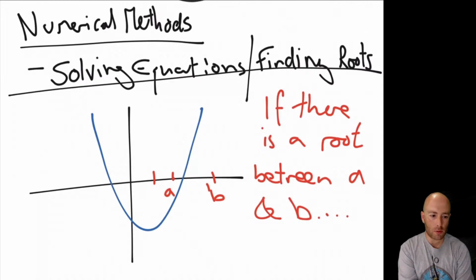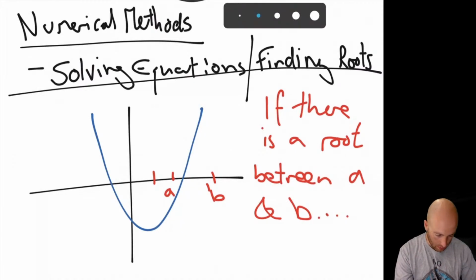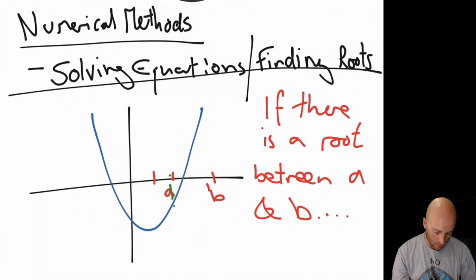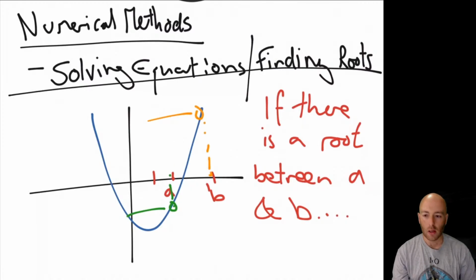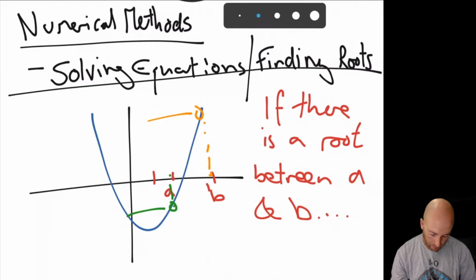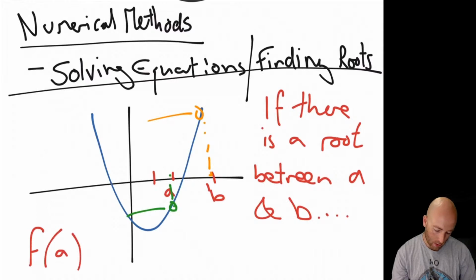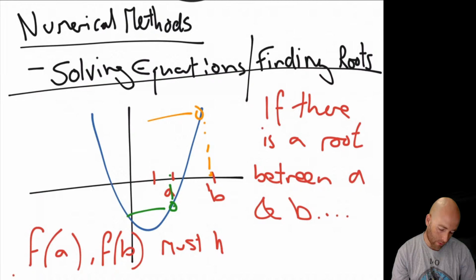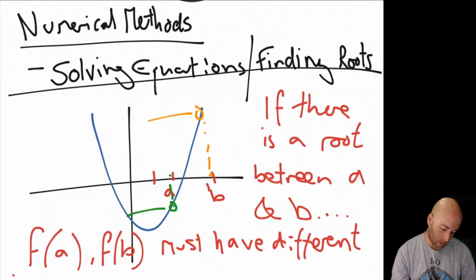Any ideas? If there's a root between A and B, y equals 0. Y equals 0 at the root, Elliot, yeah. But I'm talking about the points A and B. What do we know about A and B? How about if I draw some lines here? No, Louis got it. So A has this y value here. B has this y value here. So if there's a root between A and B, f of A, f of B must have different signs.